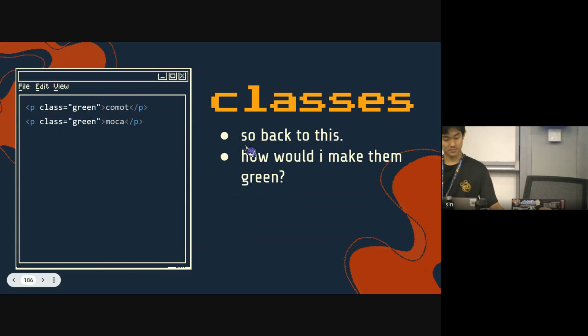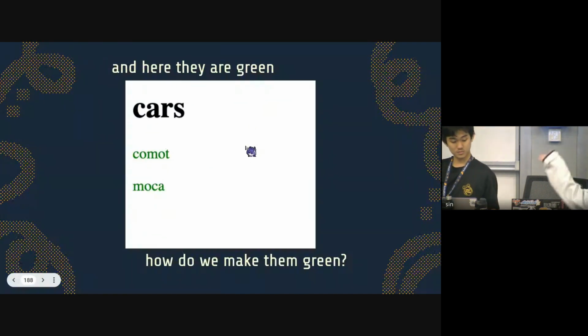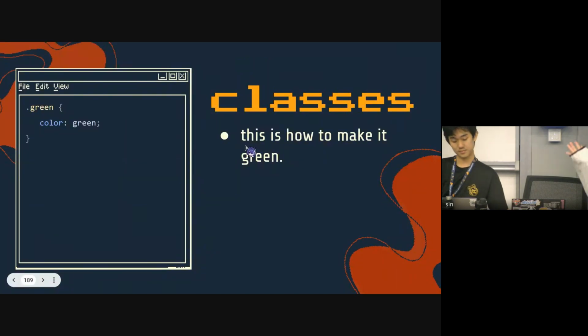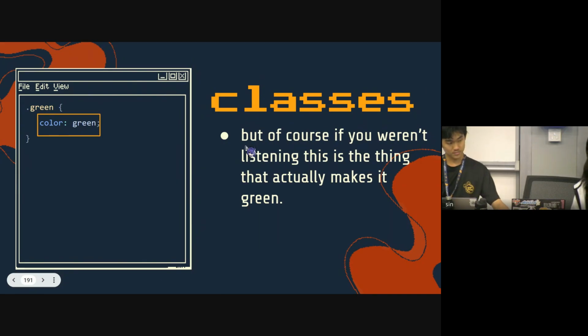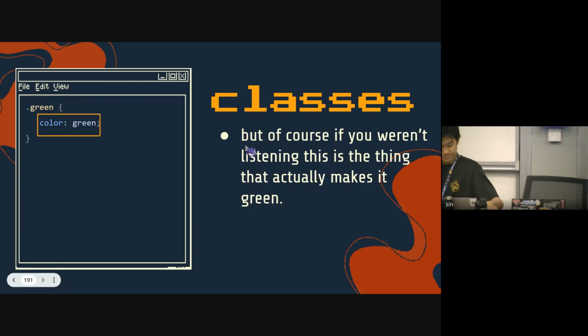So back to this. How would I make them green? We have our blank paragraphs, and then here they are green. So how do we make them green? Like this, basically. This is how you select a class. You write dot green. Green is my class name that I assigned in the previous slide. So I'll put dot green inside my CSS file to select this class, and the color green will change the text color into green.